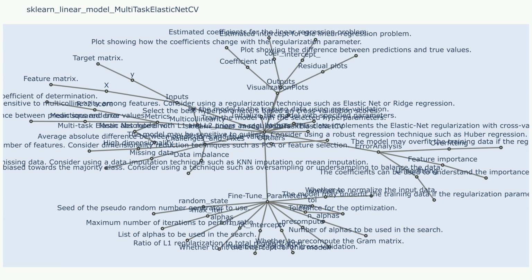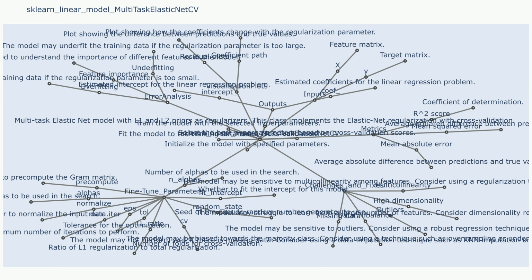Challenge 3: feature scaling. Sample use case that resulted in Challenge 3: when the features are not scaled, the model may be biased towards features with larger scales. Fixes to Challenge 3: scale the features before training the model.